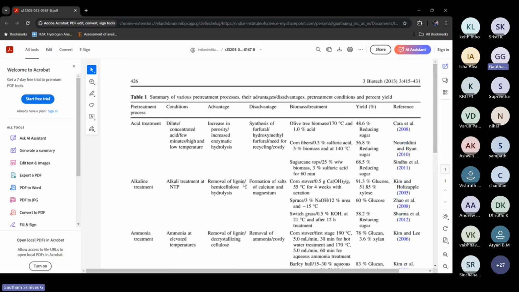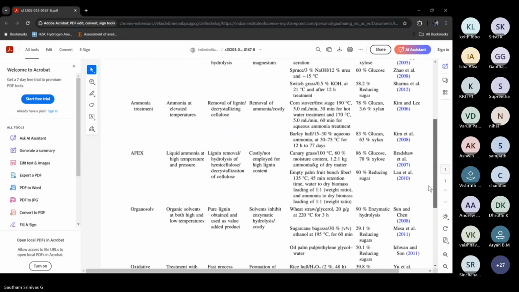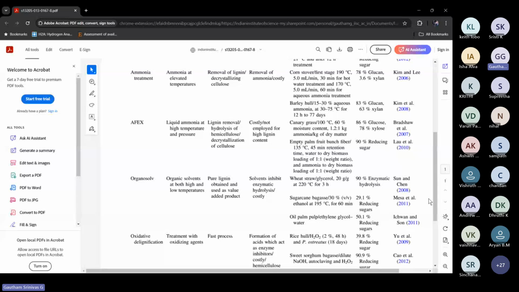The advantage here is that it aids in the removal of lignin. But there are some inhibitors here also. You have a yield of 93.1% glucose and xylose here, and 60% here, 58.2. So it depends on what the biomass is and what the treatment is, like calcium hydroxide, sodium hydroxide, potassium hydroxide, and so on. And you have ammonia treatment, with liquid ammonia at high temperature and pressure, all of these.